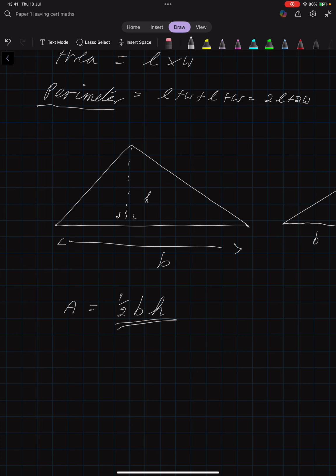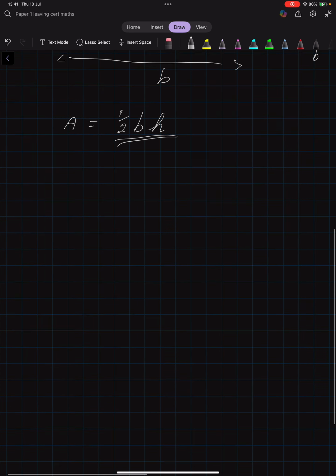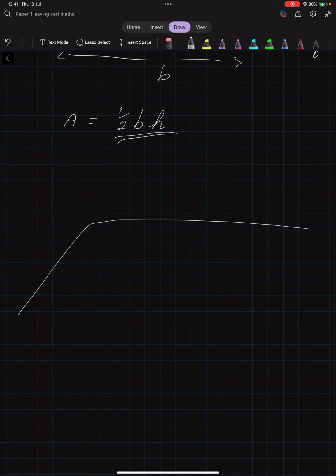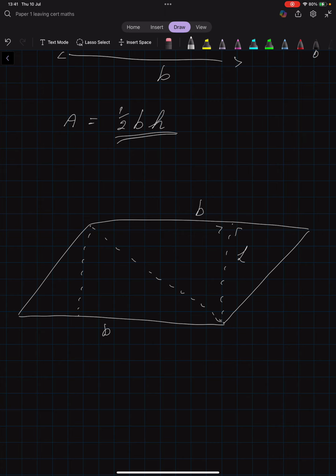And then a parallelogram is very similar, just there's no half. Again, a parallelogram can be seen as two triangles, where this is the base, that's the base, that's the perpendicular height H, and this is the same height over here, H. So the area of a parallelogram is just the base times the perpendicular height. And the same for a rhombus.